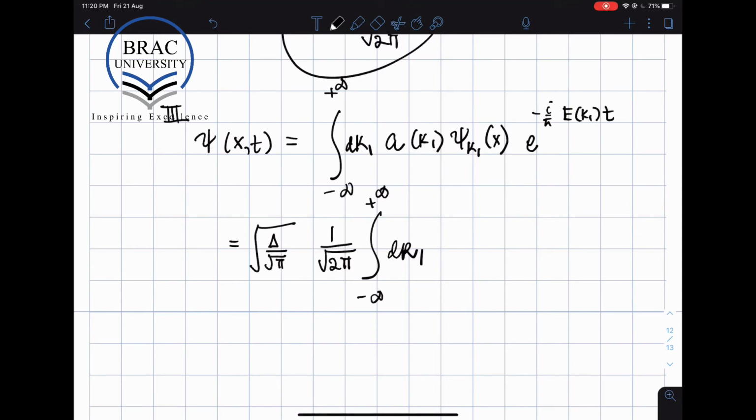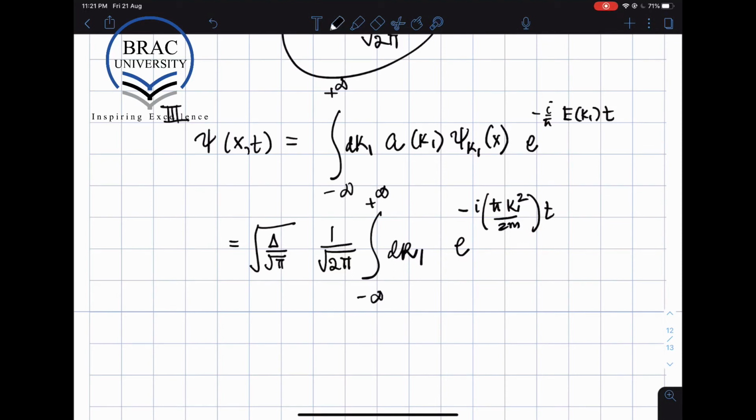and then we have e to the power minus i. Now remember what the energy is. So in the negative x-axis, where E is, what is the value of E? E is given by h bar squared k1 squared by 2m, but there is an h bar in the denominator, so the h bar squared just becomes one factor of h bar times t. So this is this factor. I've written it out explicitly.